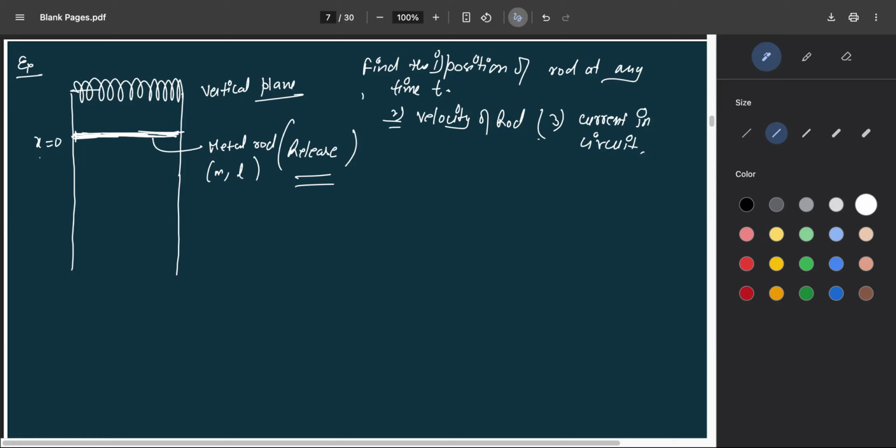One more thing, I just forgot to tell. There is a magnetic field in this region. That is B, in the whole complete region. In the whole region, magnetic field is there. Without magnetic field, there is no point.